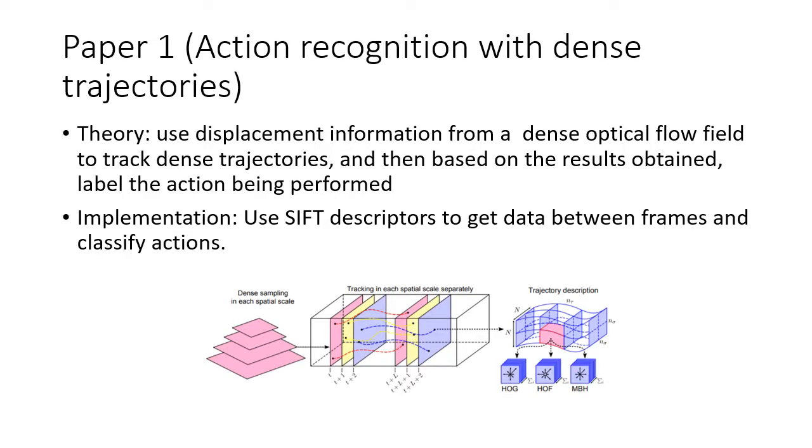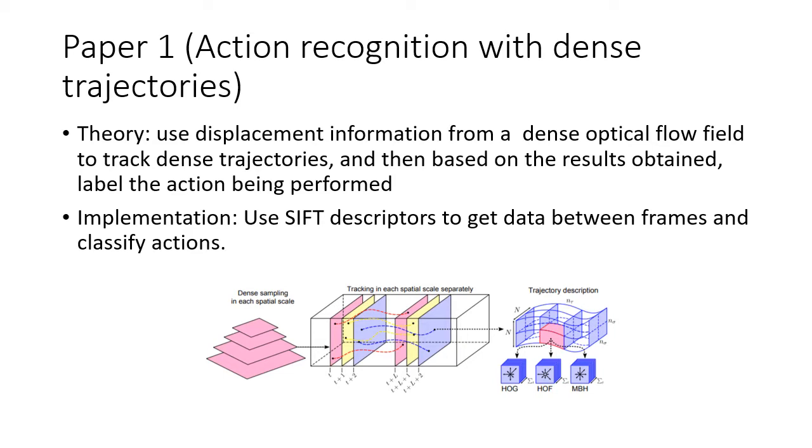So the first paper that I used to gain some inspiration for this is action recognition by dense trajectories. The basic premise for this method is that it uses dense trajectories sampled from each frame and uses displacement information from a dense optical flow field to track these trajectories. And then based on the results obtained, they label the action being performed.